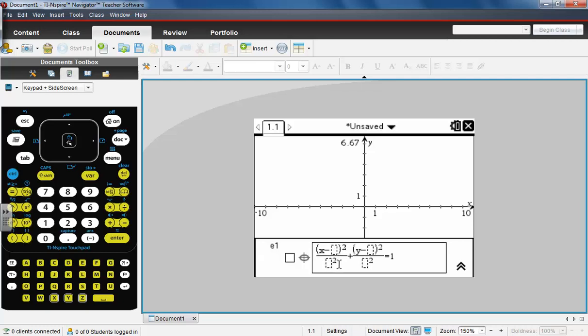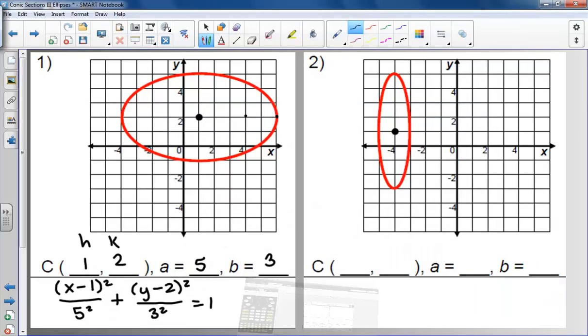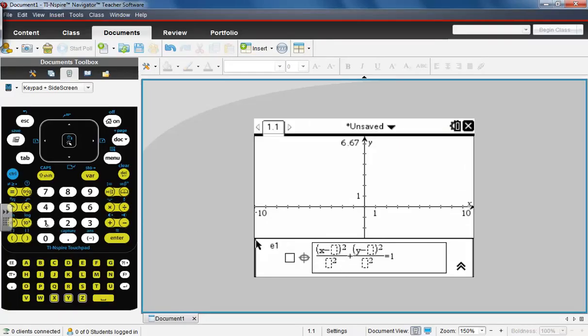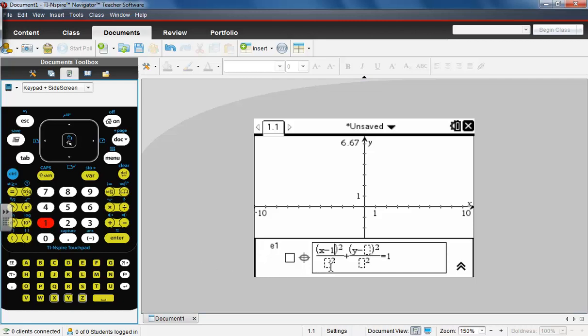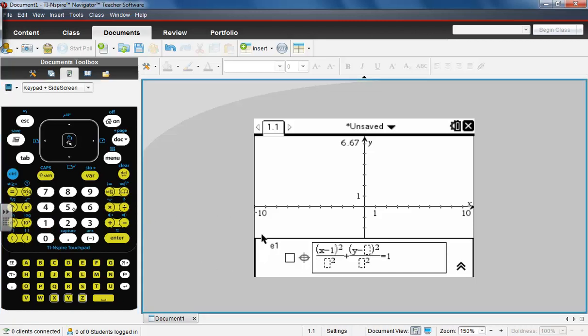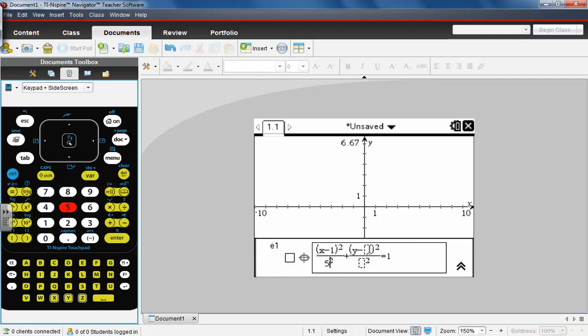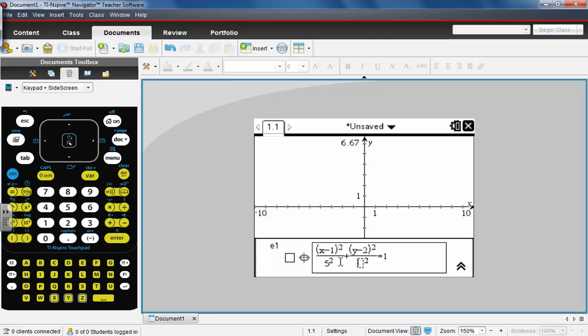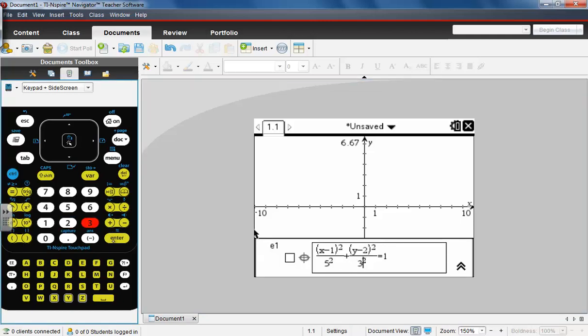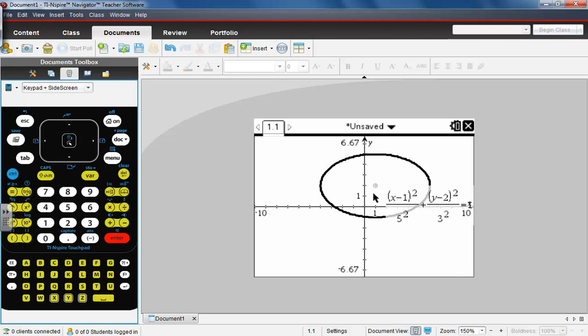And then here's where I was saying you would see in a minute. Now in the bottom, they already have squared, so you can't put 25 there because it will square it. You have to put 5. So we want x minus 1 squared over 5 squared, and y minus 2 squared over 3 squared. And enter. And there is our ellipse.